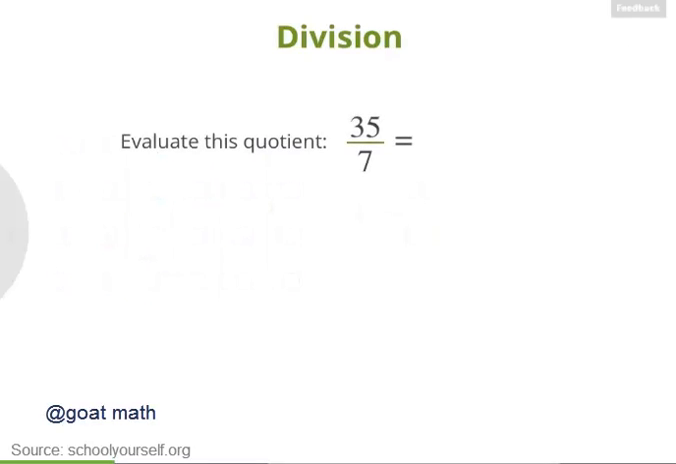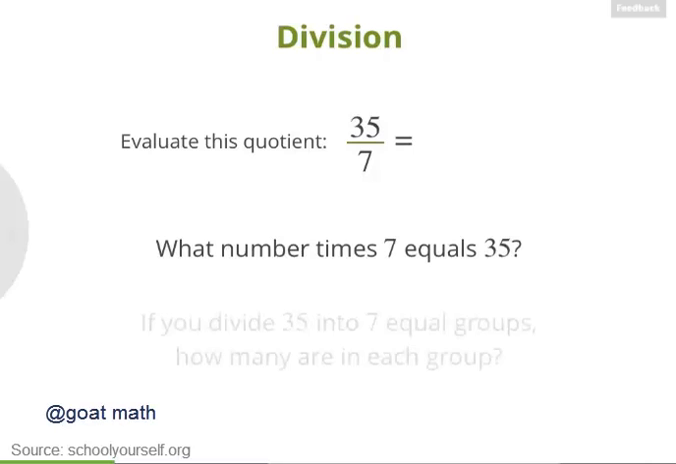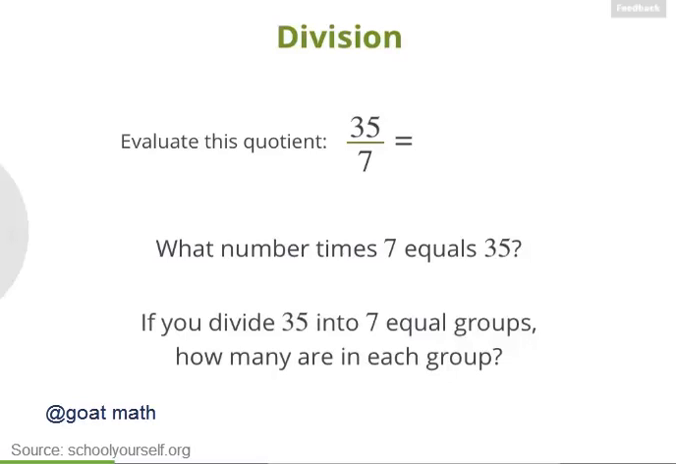Next, try evaluating this quotient. What's 35 divided by 7? And by the way, quotient is a word for what you get when you divide a number by another. So one way to think about this question is, what number times 7 will give you 35? And another way is to take 35 and divide it into 7 equal groups. Then how many are in each group? Both ways of thinking about this question will give you the right answer.